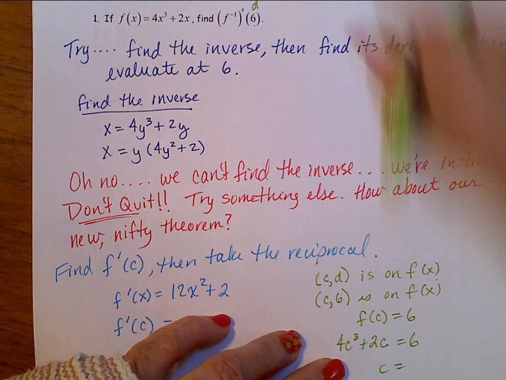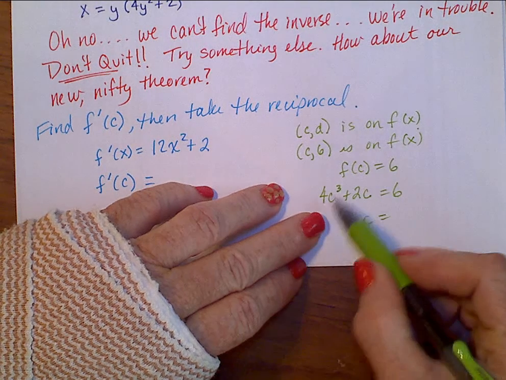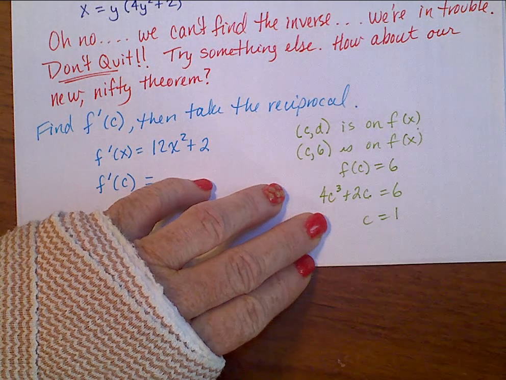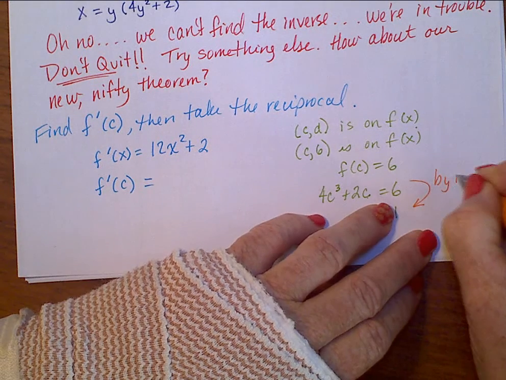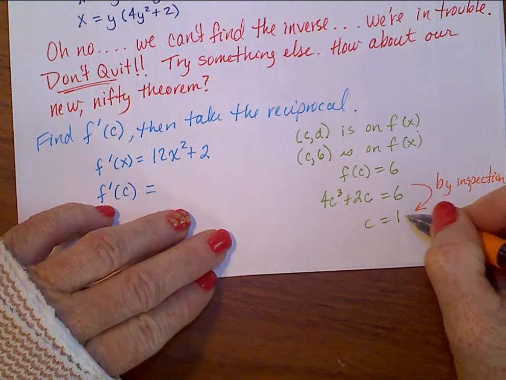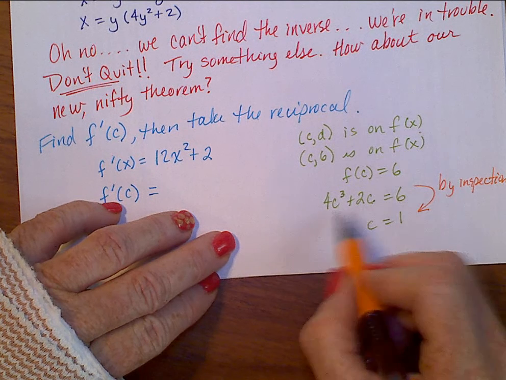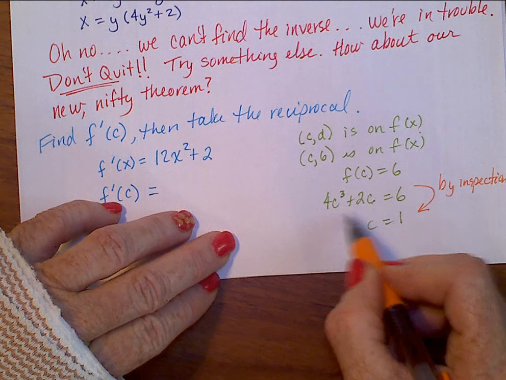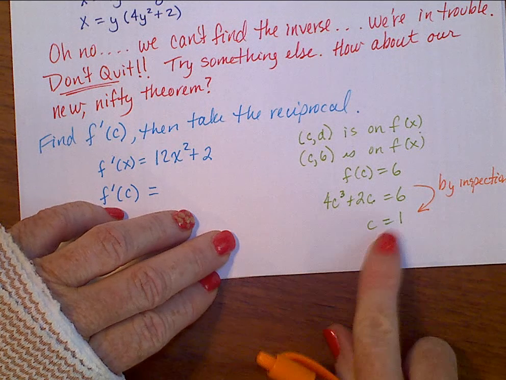Can you figure out what c is just by inspection, meaning not having to do anything other than think? 4 times c cubed plus 2 times c equals 6. Yes, c is 1. And we did find that just by inspection. Sometimes you can't figure that out by inspection. You would have to go to your calculator and graph this function and find what value of c works here. Put 4x cubed plus 2x in y1, put a 6 in y2, and then graph and look for an intersection. But we do see that c is 1.